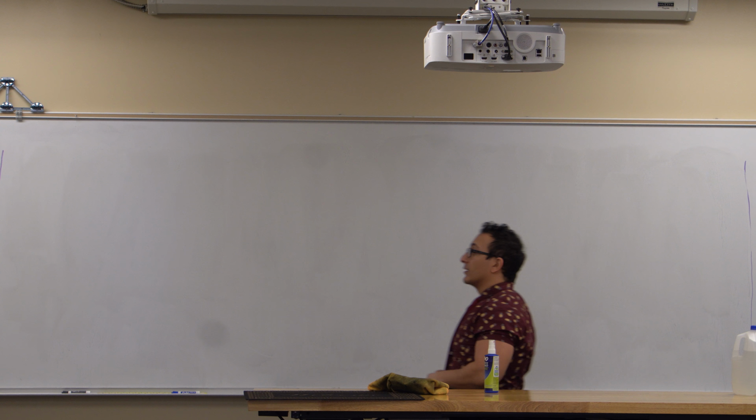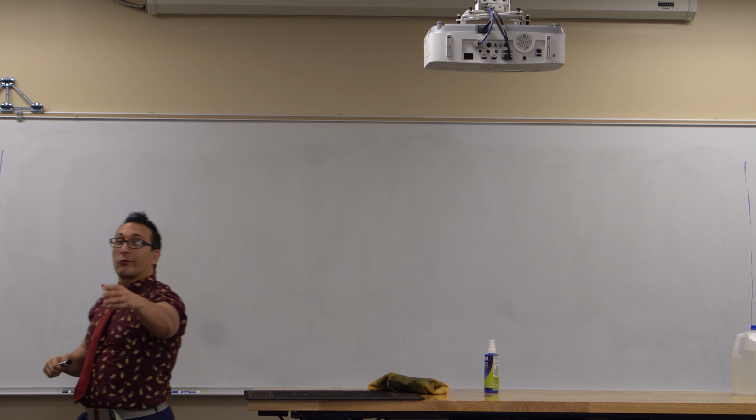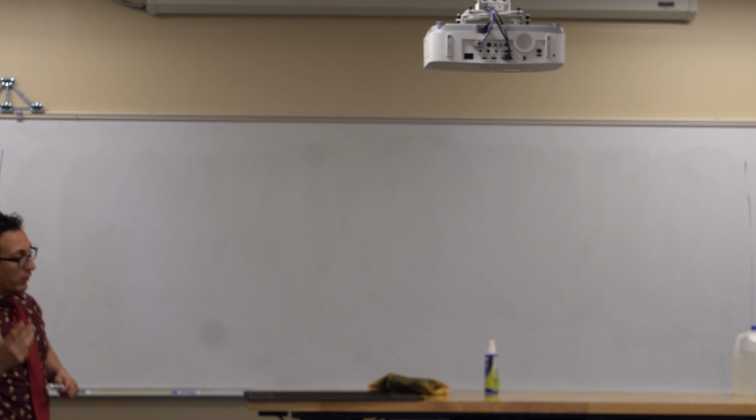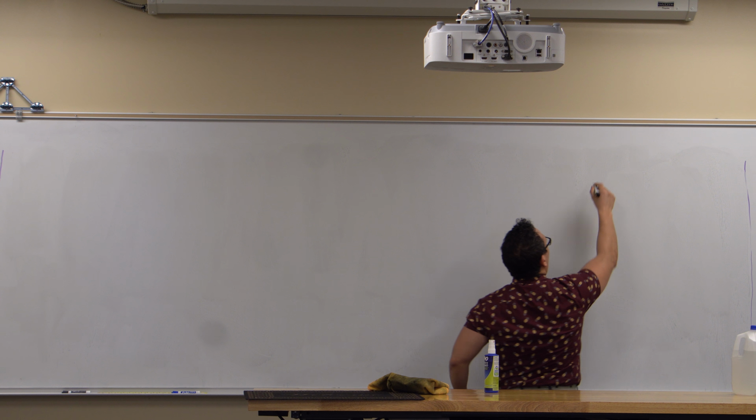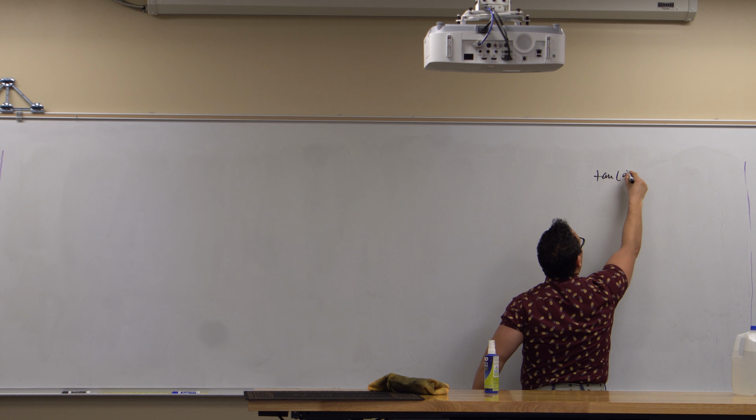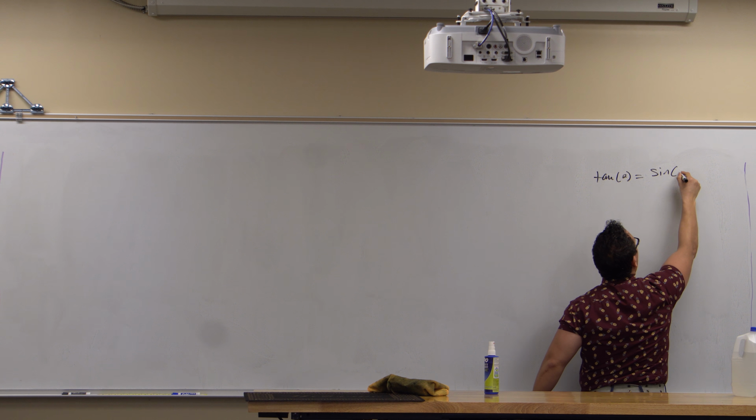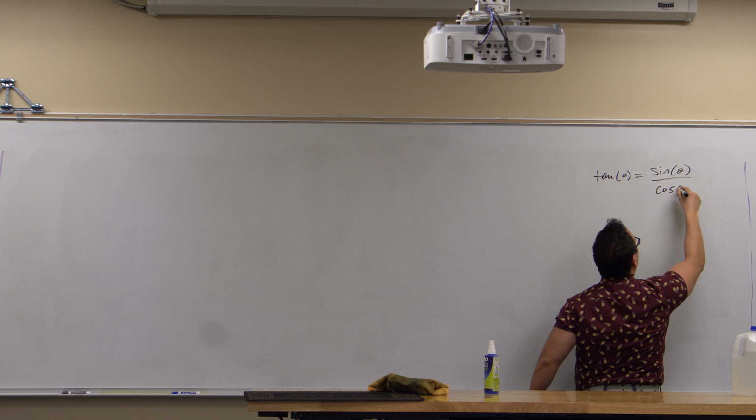My videos is that tangent is really the ratio of sine over cosine. Let's just write that out. Tangent of theta is equal to sine of theta over cosine of theta.